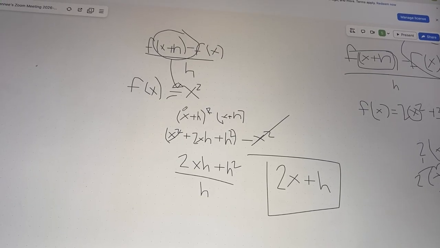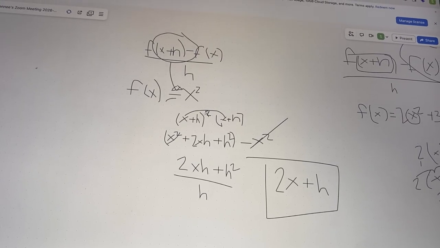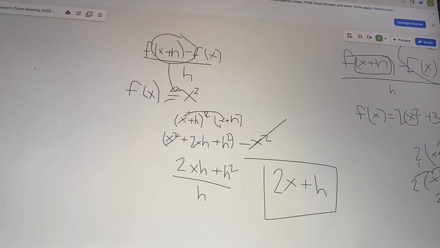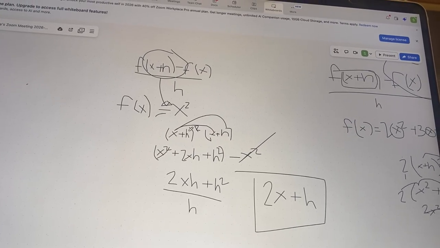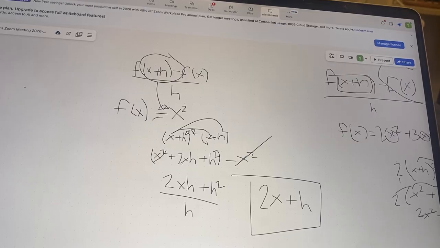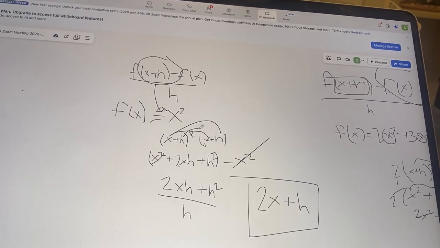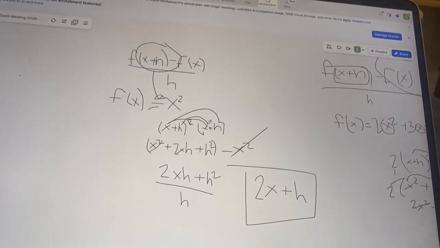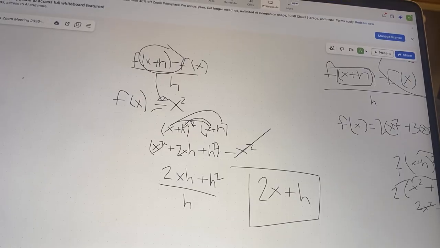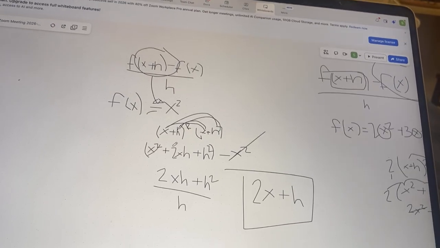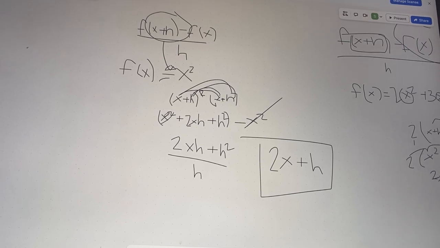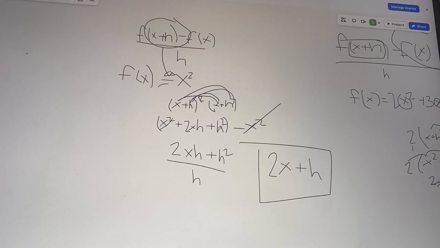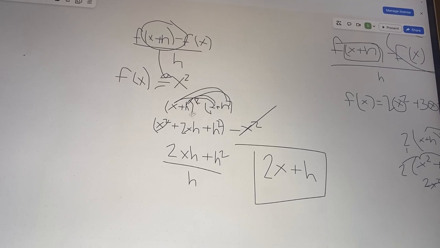So we can do the FOIL method where we do x times x, which is x squared, and then x times h. And then we're going to do plus h times x, and then h times h. So this is what we end up with. It's going to be x squared plus 2xh plus h squared.